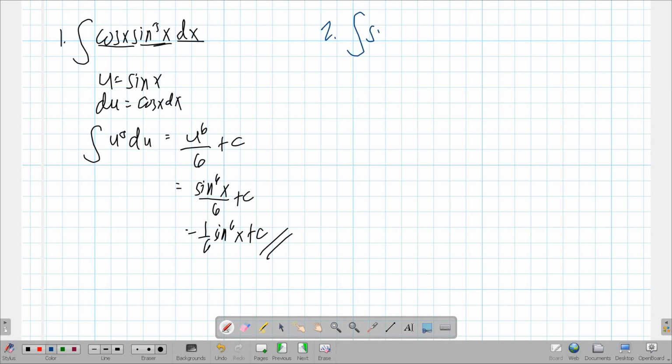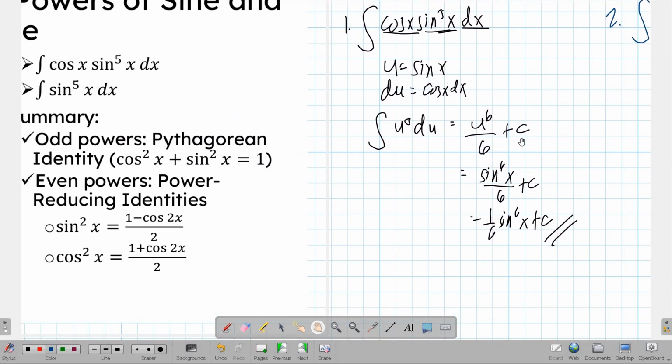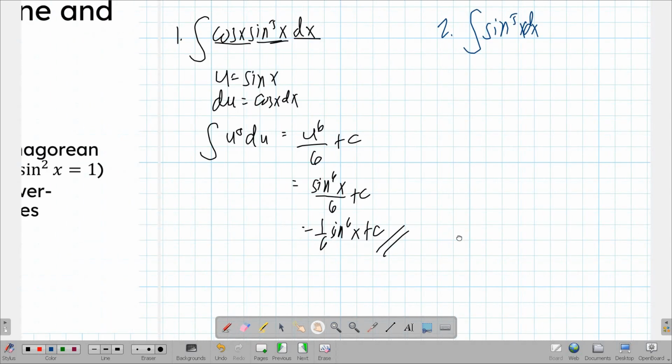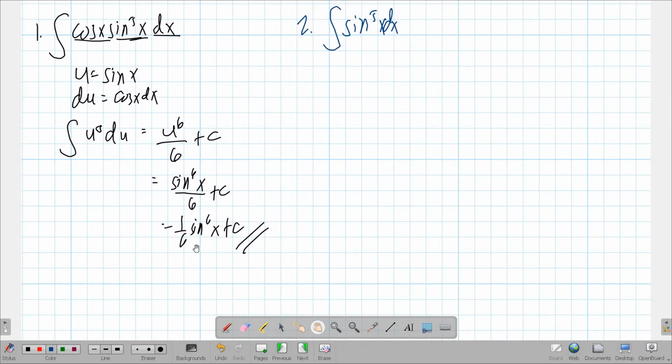For the integral of sine to the fifth x dx, we have 5 as the power, and that's odd. So we have to use our Pythagorean identity. To do that, we need to factor out an even power, then multiply it by an odd power. The largest even power that you can factor out is what you factor out. For example, I can write this as the integral of sine to the fourth x times sine x dx. Sine to the fourth x can be rewritten as sine squared x, squared, then sine x dx.